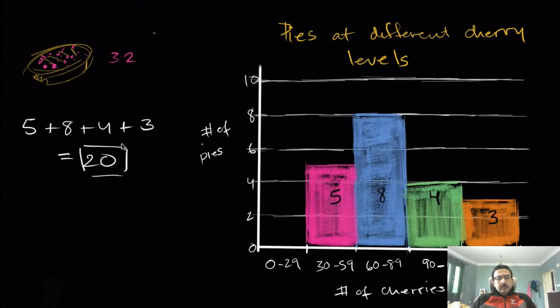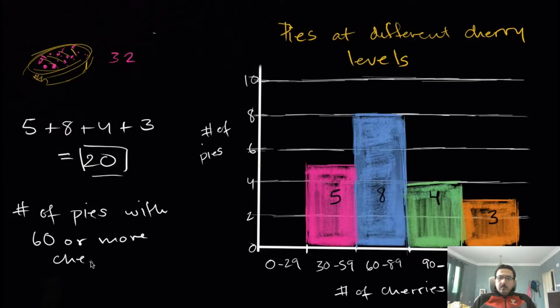But then you can ask a more nuanced question. What if you wanted to know the number of pies with 60 or more cherries? So let's think about it. Well, this magenta bar doesn't apply because these all have less than 60. But all of these other bars are counting pies that have 60 or more cherries.